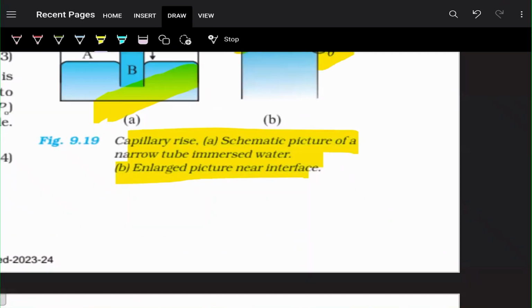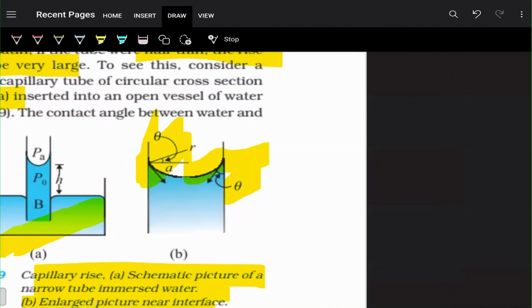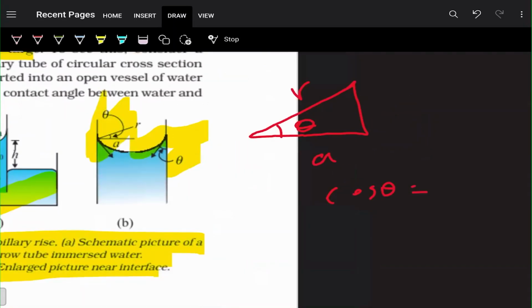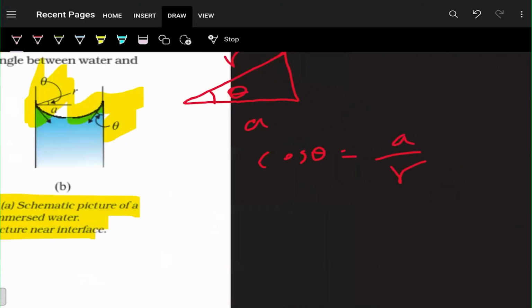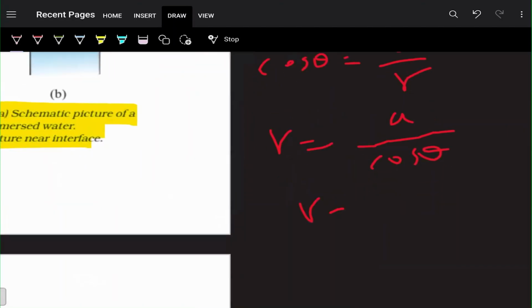ഇതാണ് നമ്മുടെ ട്രയാങ്കിൾ. ഇത് theta ആണ്, ഇത് a, radius ആണ്, ഇത് small r ആണ്. We need to convert this into terms of a. What will be cos theta? I can write cos theta is equal to a by r. So r will be a by cos theta. 1 by cos theta is sec theta. Correct? r is equal to a sec theta.